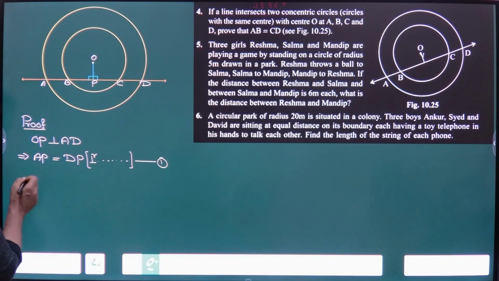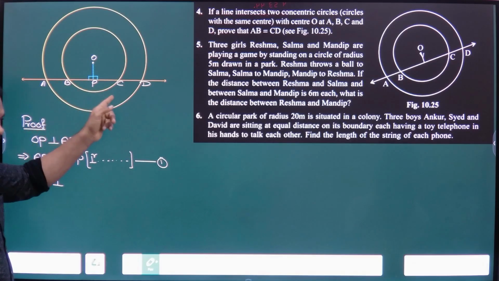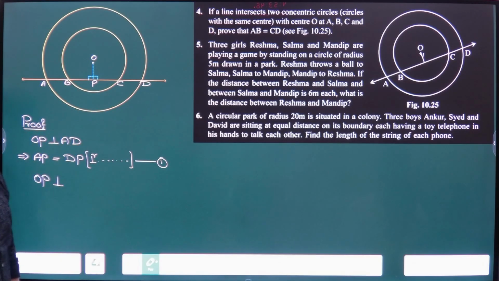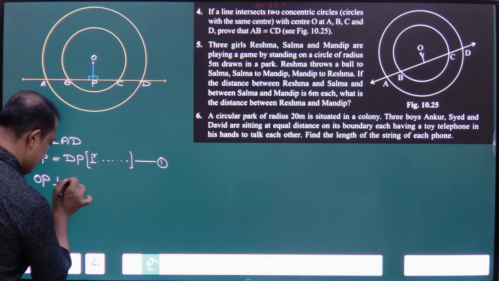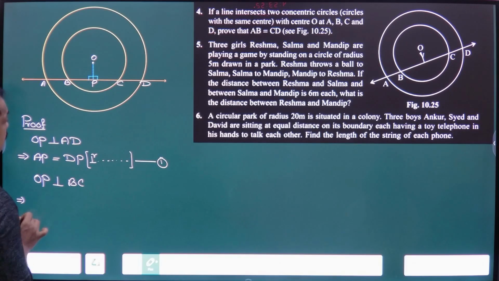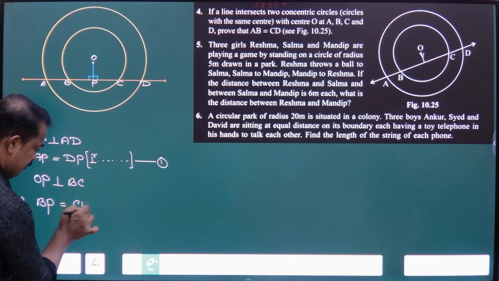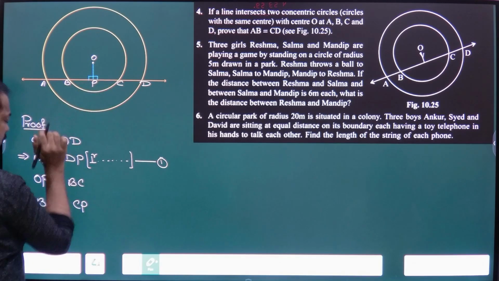Next, OP again. In the case of the smaller circle, what is BC? Chord. So OP is perpendicular to BC. Again, we can apply the same theorem. BP is equal to CP.